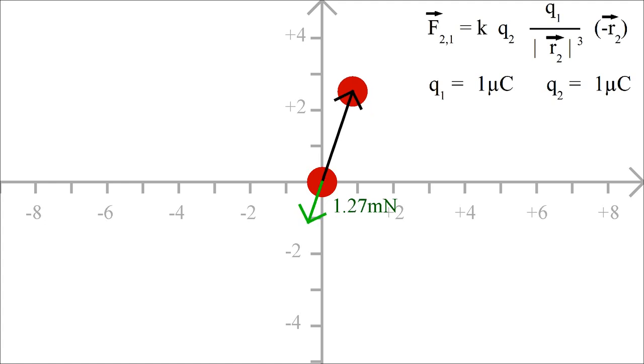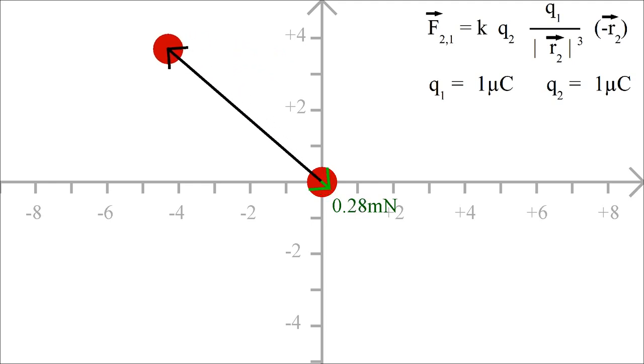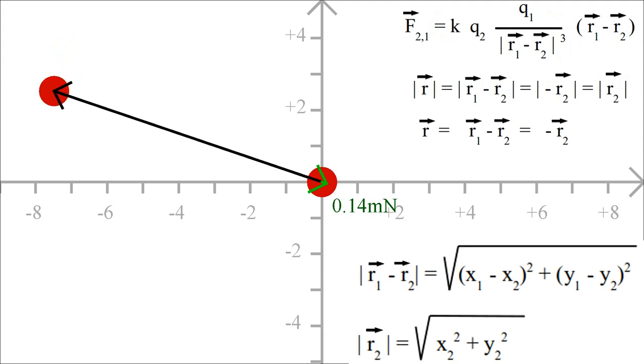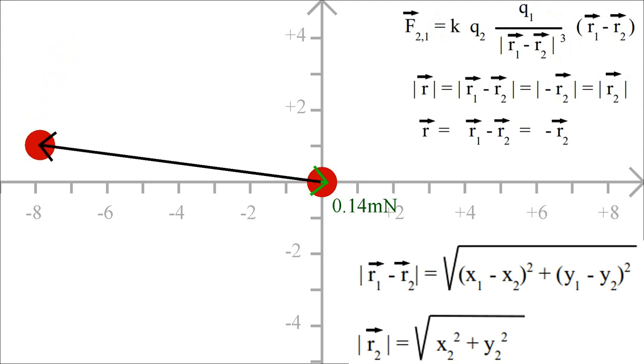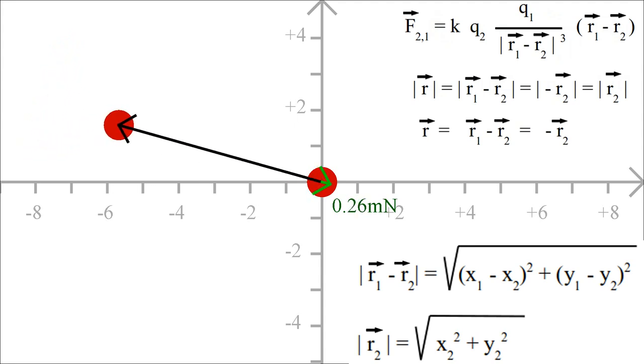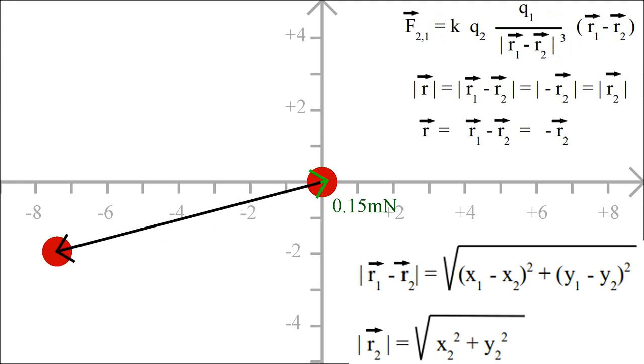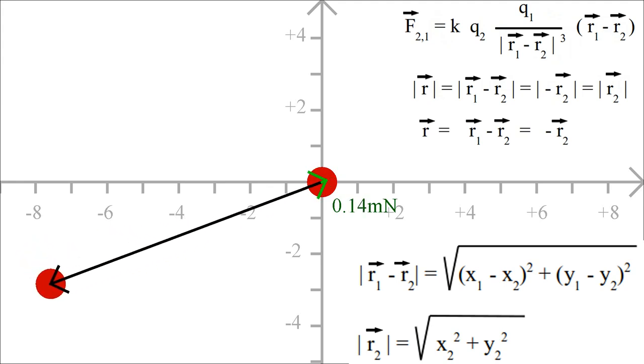Forces always occur in pairs, hence every force action on one object is accompanied by a reaction on another, of equal magnitude but opposite direction. To get the reaction on charge number 1, we have to subtract position vector R2 from R1. Since the first charge is still placed at the point of origin, the resulting vector is minus R2. We get a force vector with same magnitude but opposite direction, starting at the point of origin.